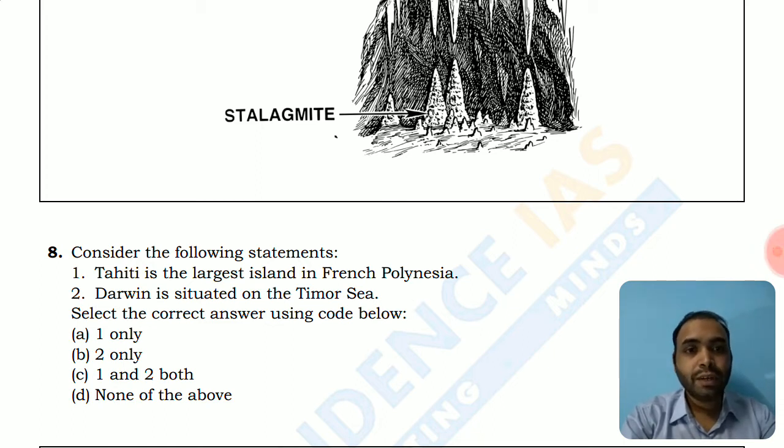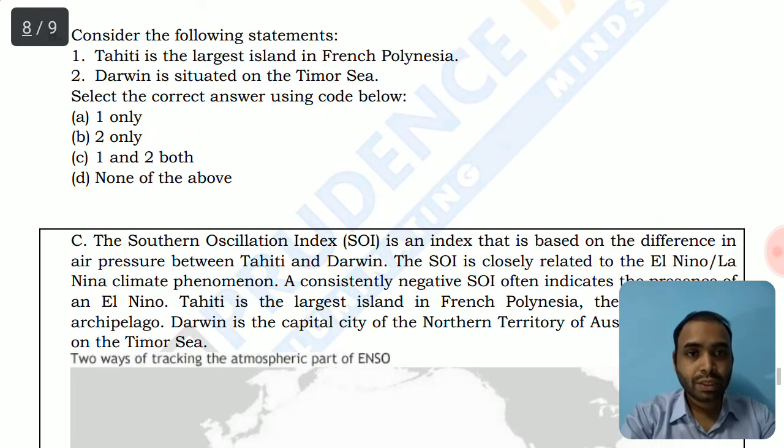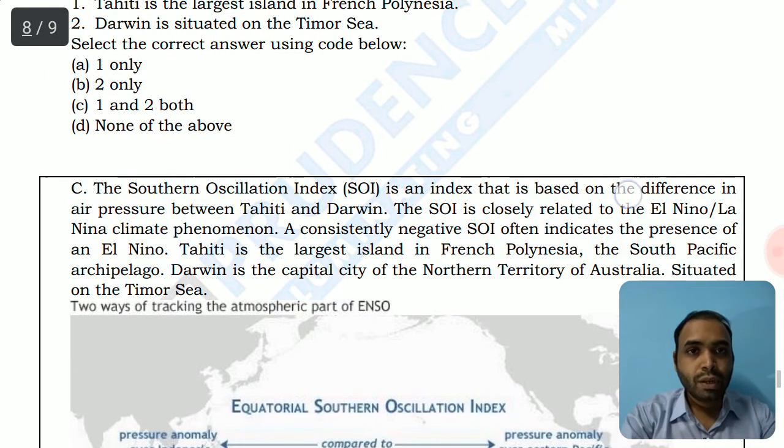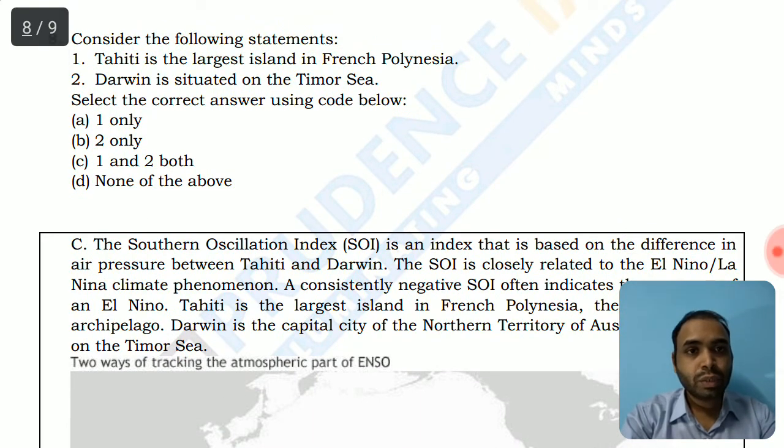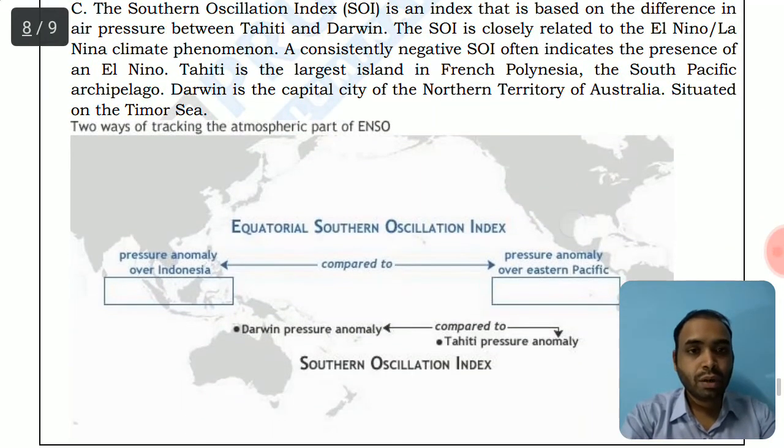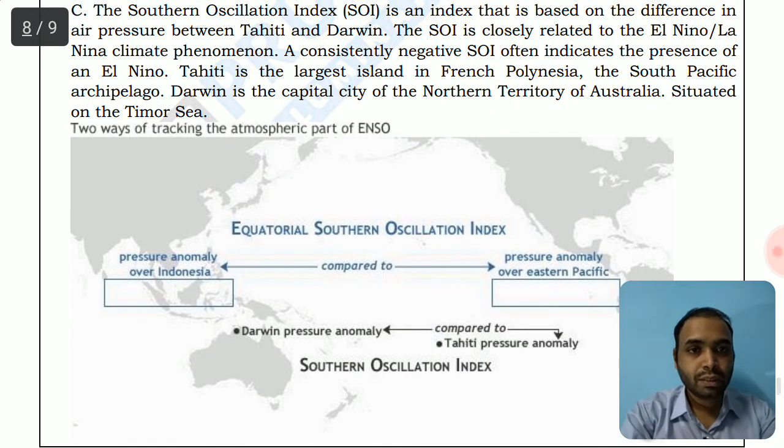So they send their troops to the Darwin station where this American army is stationed. So both the options are correct. Darwin is situated on the Timor Sea, which is just above Australia. We can see it in this diagram.